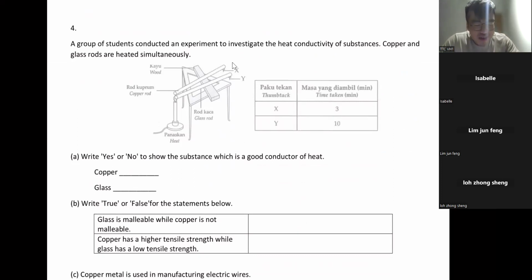Right, so number 4. A group of students conducted an experiment to investigate the heat conductivity of substances. Copper and glass rod are heated simultaneously. Oh my god, who the hell heats glass? Well, apparently they do. When you heat the copper rod and glass rod, which is going to drop first, because they have wax with a thumbtack here? You see, X only takes like 3 minutes, whereas Y takes like 10 minutes.